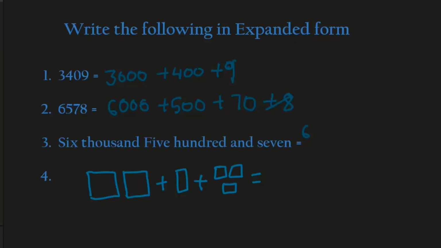6, 500, and 7. So there's nothing here. Let's just put a 0 and 7. Now, all we need to do here is convert this into expanded form. So 6,000 plus 500, sorry, I put 5,000. Let me erase that. And then plus 7. That's our answer.